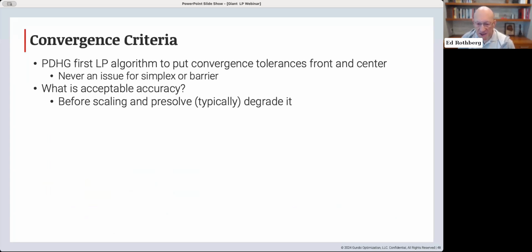So what's acceptable accuracy? Well, as I mentioned earlier, it's not for me to say. Ultimately, it's up to the users. But the users, as I mentioned earlier, don't necessarily have so much control over this, because unscaling and unpresolve will typically degrade the tolerances that the user specifies, or degrade the solution, often making it worse than the tolerances that they're after.